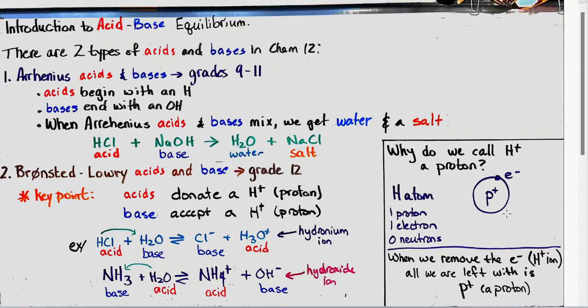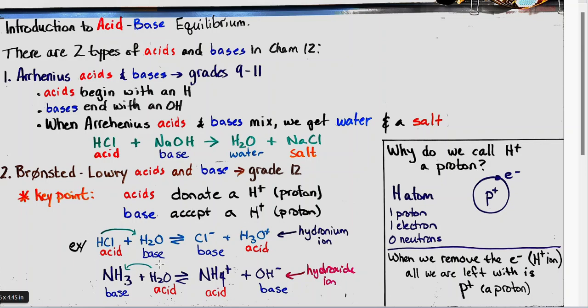Well, why is that? If we have a hydrogen atom, it has both a proton and an electron. It's the only element that doesn't have a neutron. So when you lose that electron and it becomes an ion, all you're left with is a proton. So chemists a lot of the time will just say proton instead of hydrogen ion. I'll use them back and forth. So while acids donate a proton, bases will accept a proton.